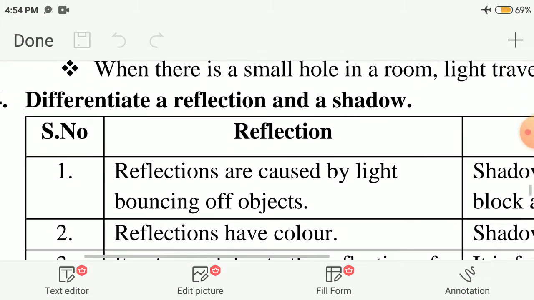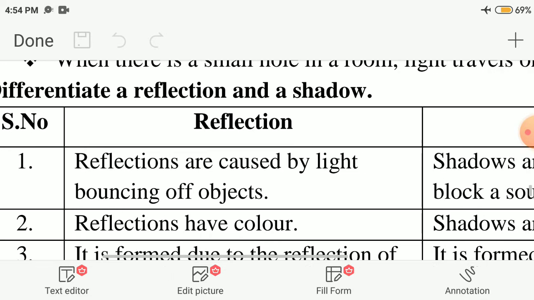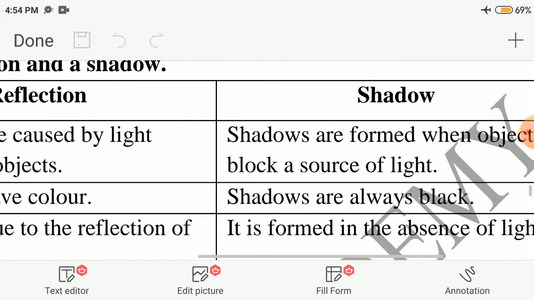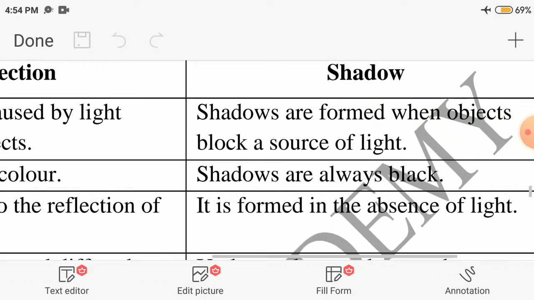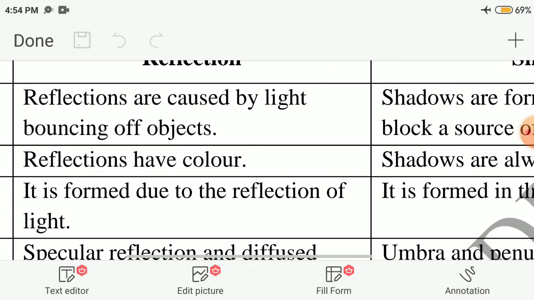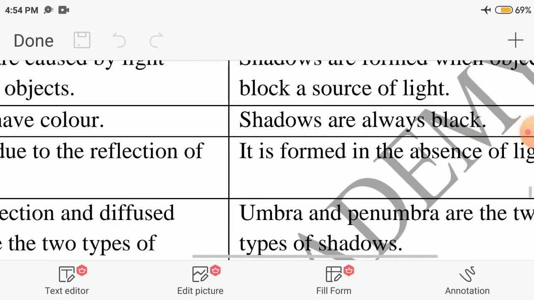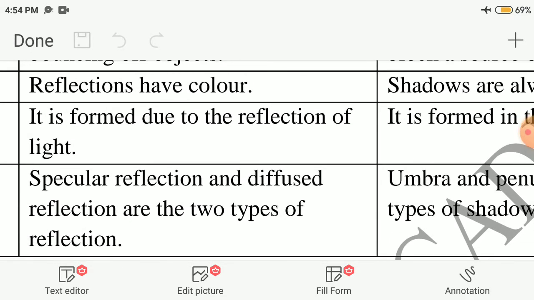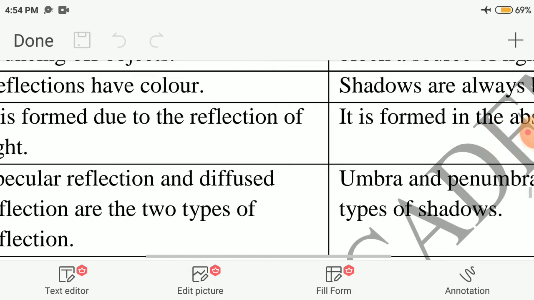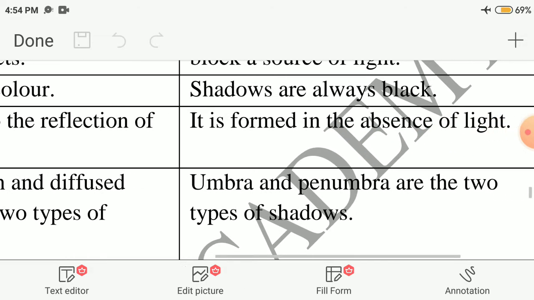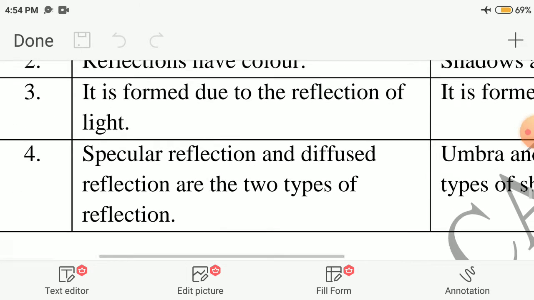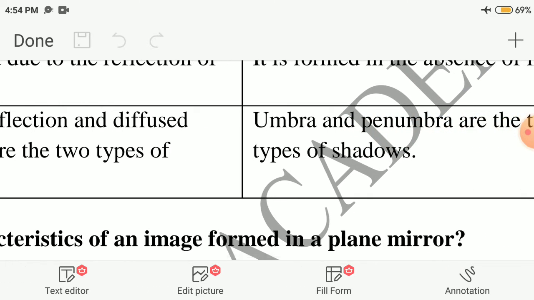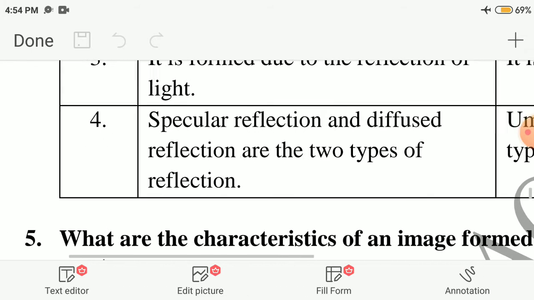Fourth question, differentiate reflection and a shadow. Reflections are caused by light bouncing off an object. Shadows are formed when objects block a source of light. Reflections have color. Shadows are always black in color. Reflection is formed due to the reflection of light. Shadows are formed in the absence of light. Regular reflection and irregular reflection are the two types of reflection. Umbra and penumbra are the two types of shadows.